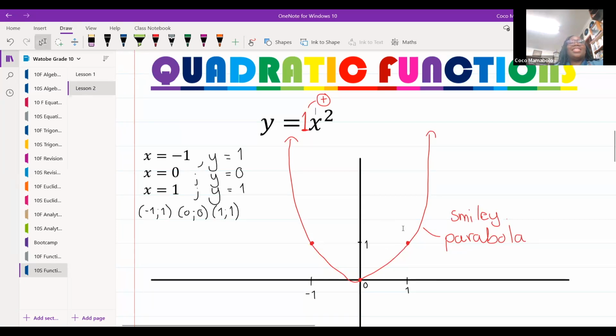I love it. Thank you, teacher Nels. Positive coefficient of x squared, smiley parabola.